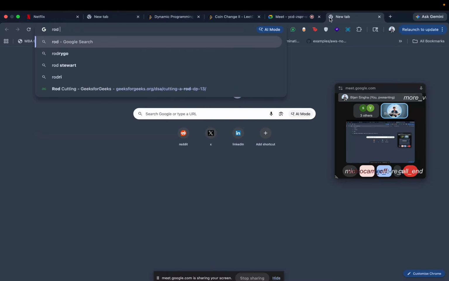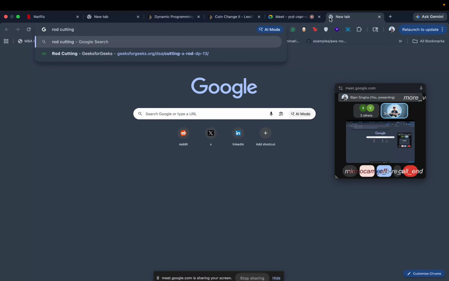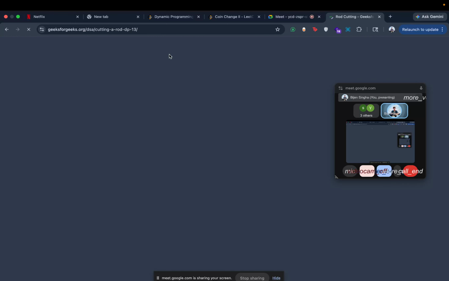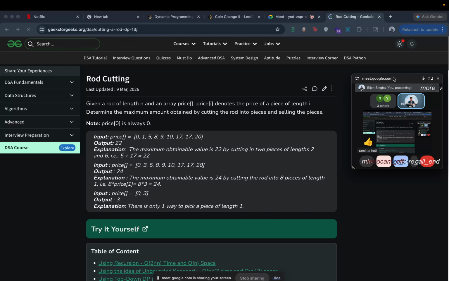It is rod cutting. It is also a classic question in Geeks for Geeks. First, let's understand the question. Can you guys see the screen? Yes. Okay. Now check it out, everyone. Given a rod of length n, an array price, where price i denotes the price of piece of length i.